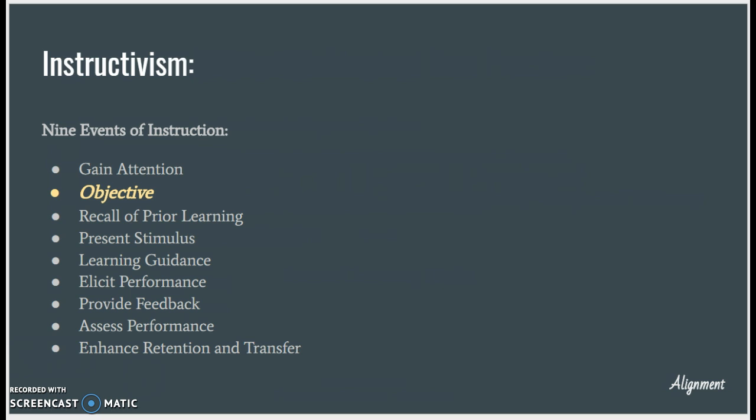We also ask that teachers discuss this objective with the students at the beginning of the lesson so that they're able to focus on exactly what will be expected of them. The objective helps the teacher to stay on task and the students as well.